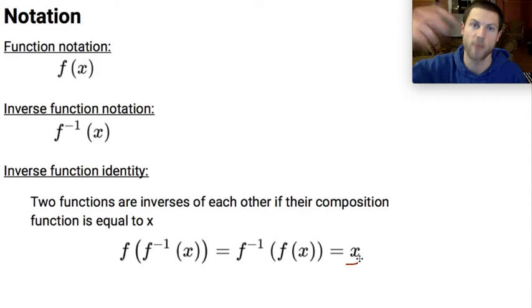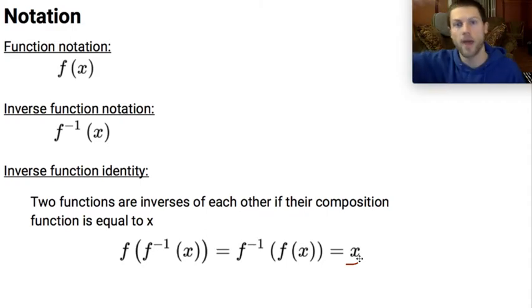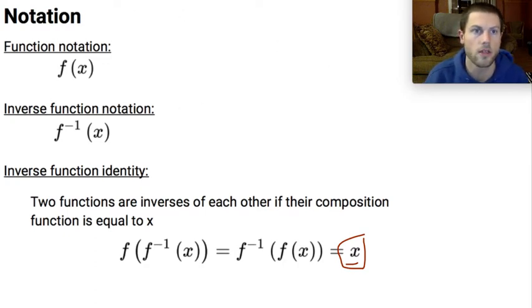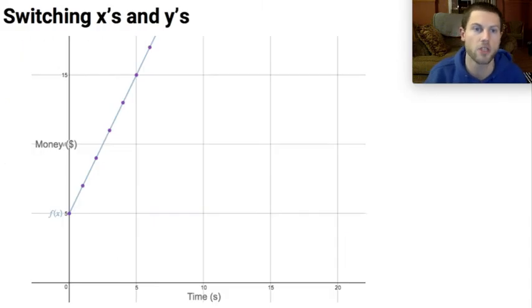So the process of packing up the x box and unpacking the x box, those were inverses of each other, because once you do the thing and then undo the thing, you're left with the original input, the x box. So this is just an important identity. If I compose these functions, then they are inverses if I get out an x after making this composition. All right, so let's keep going forward with this, and let's talk about switching x's and y's.